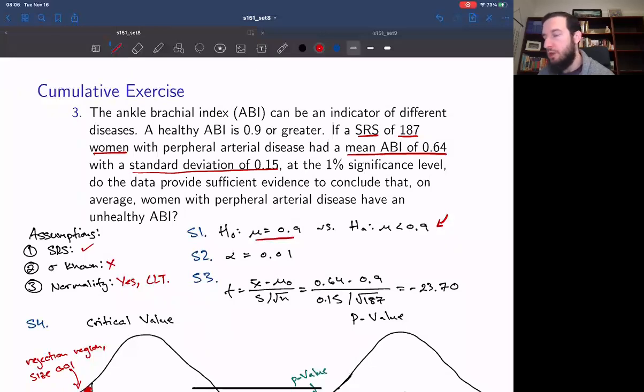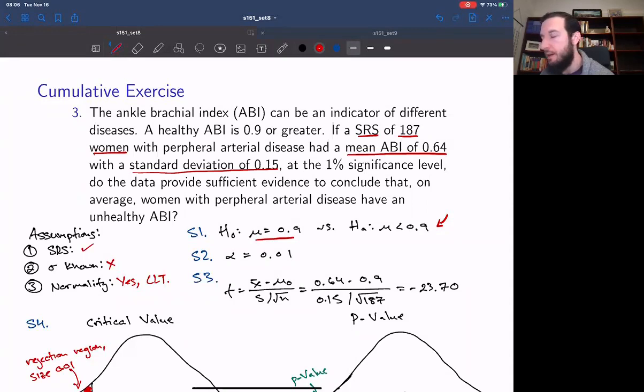Okay, on step two, we write down our significance level. So we're told to test at the 1% significance level. That's a very easy step. And then we check the assumptions. The first assumption is that we have an SRS. So that's given to us. This would be the same thing as saying that we have a random sample. That would also be fine.